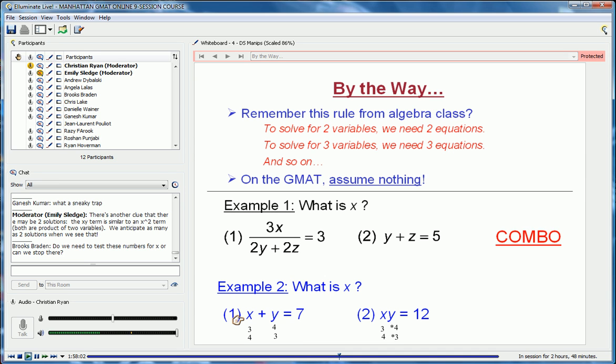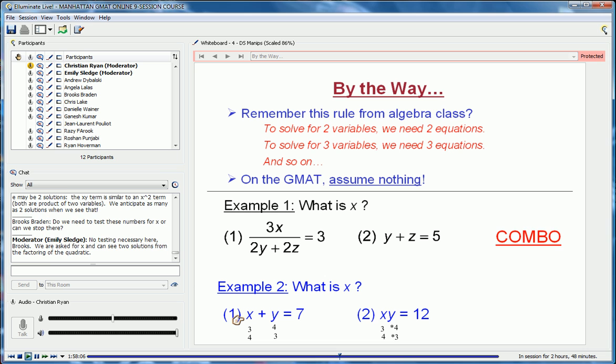Brooks, testing these numbers for x. I'm not quite sure of your question. Jump on the mic and explain a little bit more.